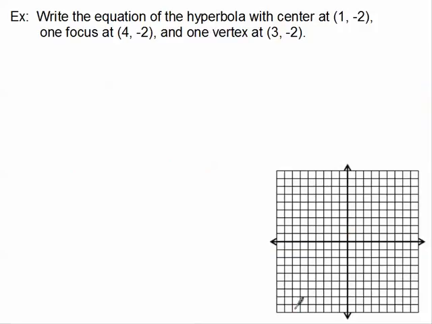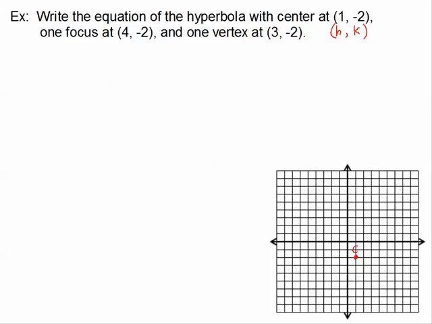Okay, so in this next one, we're to write the equation of the hyperbola with center at 1, -2, one focus at 4, -2, and one vertex at 3, -2. Pretty similar problem to the last one. This time our h and k are, of course, different. They're 1 and -2. Let's go ahead and plot that. Let's see, 1, -2 would be right here. I'm going to label that with a C.